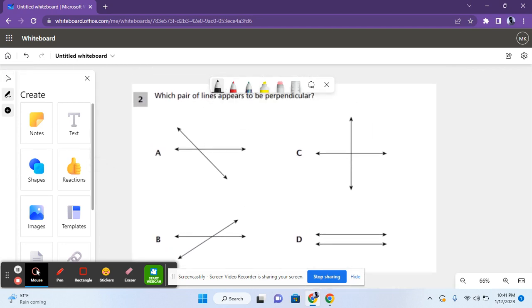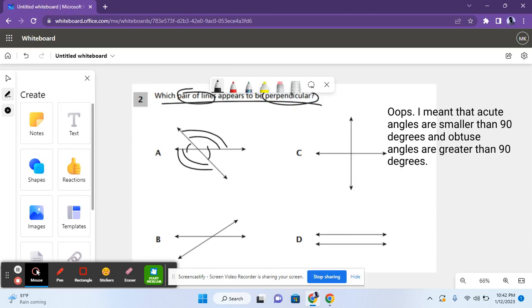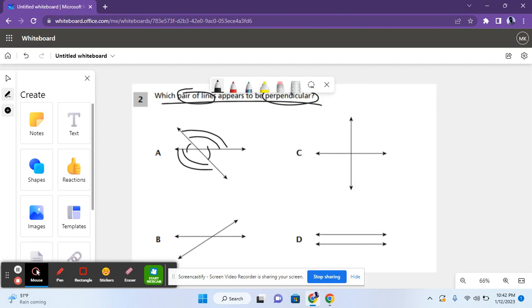So question 2 says, which pair of lines appears to be perpendicular? So perpendicular lines are lines that intersect and form a right angle or multiple right angles. So we have to use process of elimination for this problem. For A, there are 2 acute angles and there are 2 obtuse angles. For those of you that don't know, acute angles are angles that are smaller than 90 degrees, and obtuse angles are angles that are greater than 90 degrees.